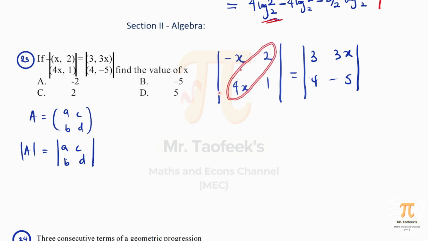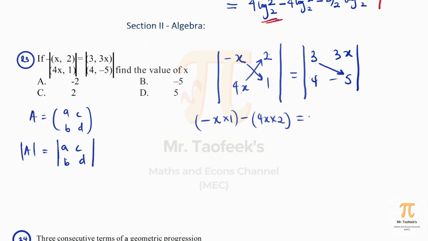So you multiply the element along the principal diagonal, so minus x times 1, and then you take away the product of what? The element along the other diagonal, okay? So that means on this side we're going to have minus x times 1, okay? And then you take away 4x times 2. So that gives us 4x times 2, and the total is equal to 3 times minus 5. Make sure you always multiply the element along the principal diagonal. Okay, 3 times minus 5, take away what? 4 times 3x.